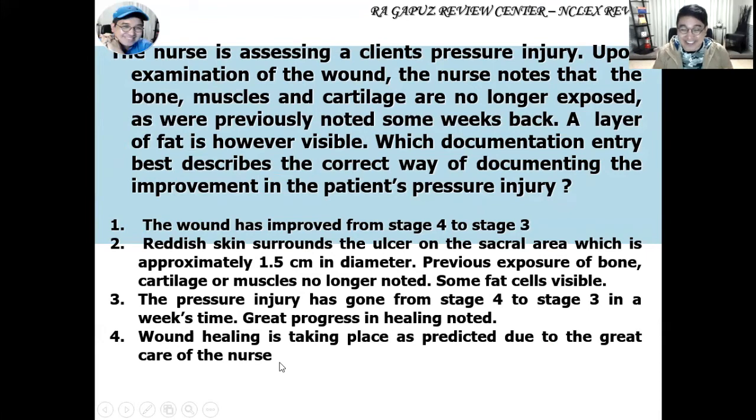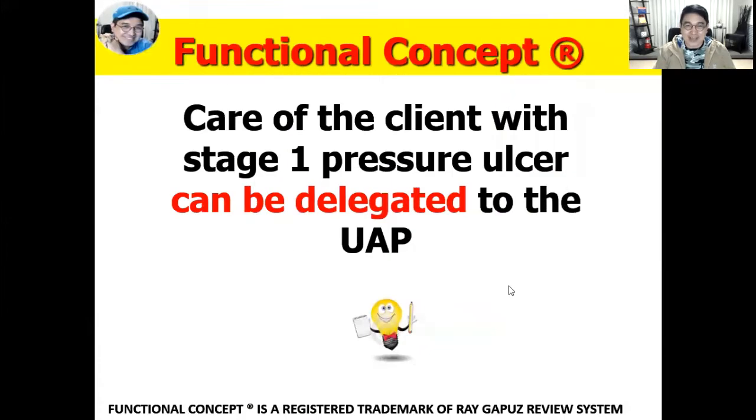Wow, we have a hero. A nurse who knows how to predict what's going to happen. And look, this documentation is not about the patient. It's about praising the nurse. And at this point in time, this is not about us, colleagues. This is supposed to be about the patient's recovery. So the best answer would be option 2. Reddish skin surrounds the ulcer on the sacral area, which is approximately 1.5 centimeters in diameter. Previous exposure of bone, cartilage, or muscles no longer noted. Some fat cells visible. So always remember the functional concept.